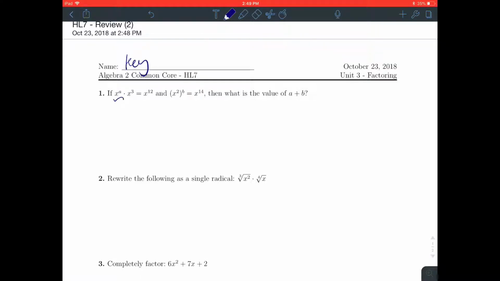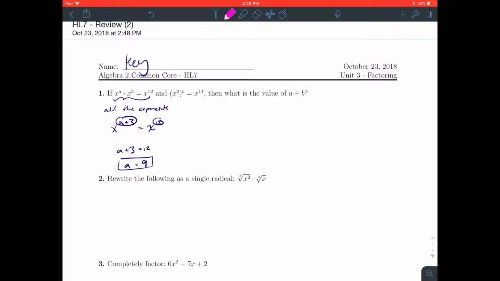So we got x to the a times x to the third equals x to the 12th. We know that when we're multiplying two common bases, we add the exponents. So we see that x to the a plus 3 needs to equal x to the 12. To make these match, a plus 3 must be 12, which means that a must be 9.